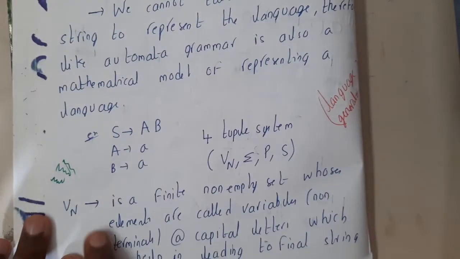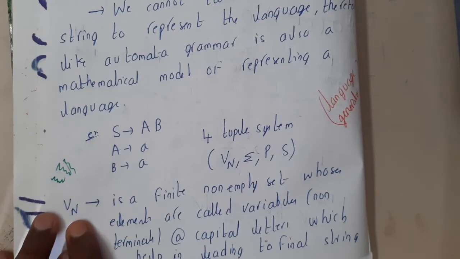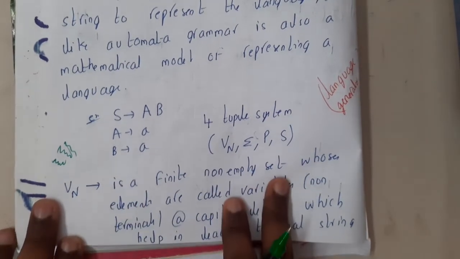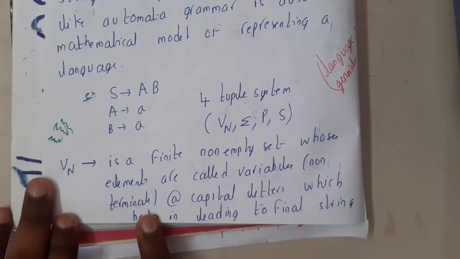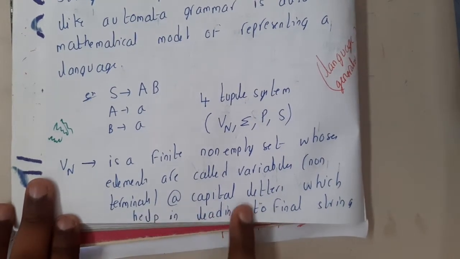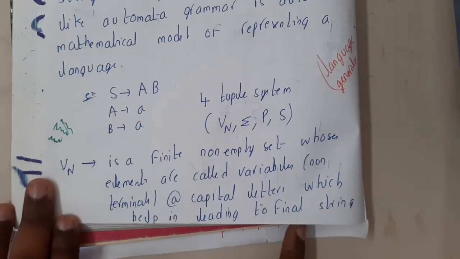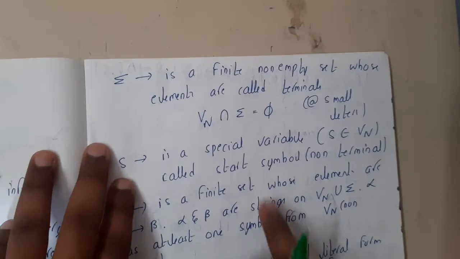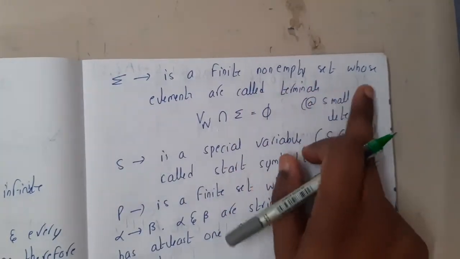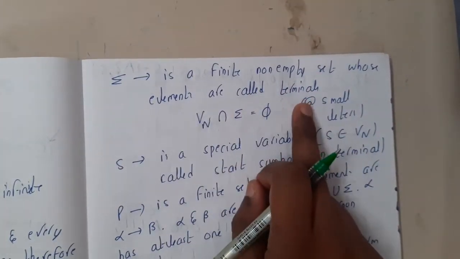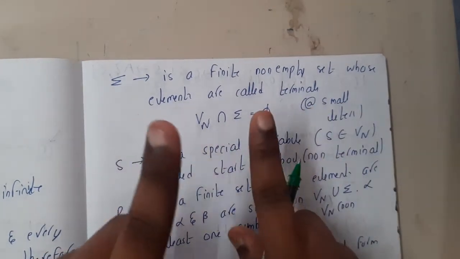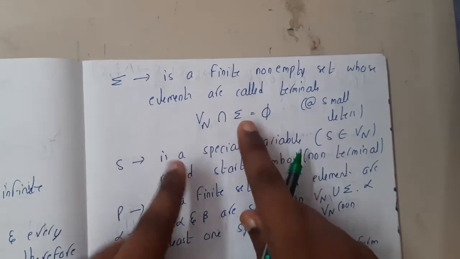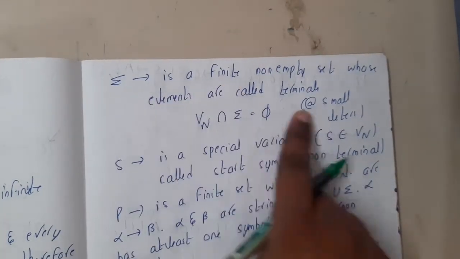I took the same example. So Vn, what is Vn, guys? It is nothing but non-terminals. It's a finite non-empty set whose elements are called variables or non-terminals, the capital letters which help in leading to the final string. Now what about sigma? Sigma is a finite non-empty set whose elements are called terminals. Vn intersection sigma is equal to phi, so there will be no common thing between capital letters and small letters. That's what they wrote here. So indirectly, sigma is nothing but the small letters.